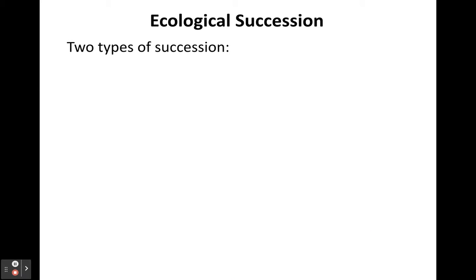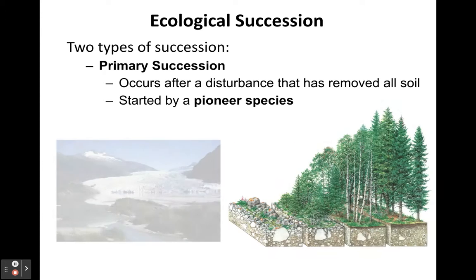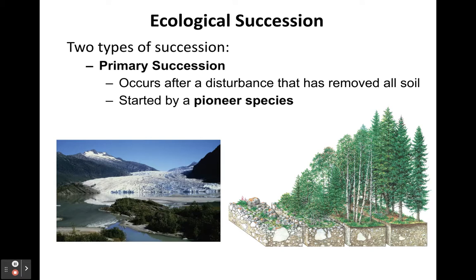The first is primary succession. This occurs when there's a disturbance that actually removes all the soil from an ecosystem. So it either moves the soil away or completely buries the soil. Our example of the volcano would be an example of primary succession because the lava and ash completely bury the soil that was present. Another example that I mentioned is a glacier.